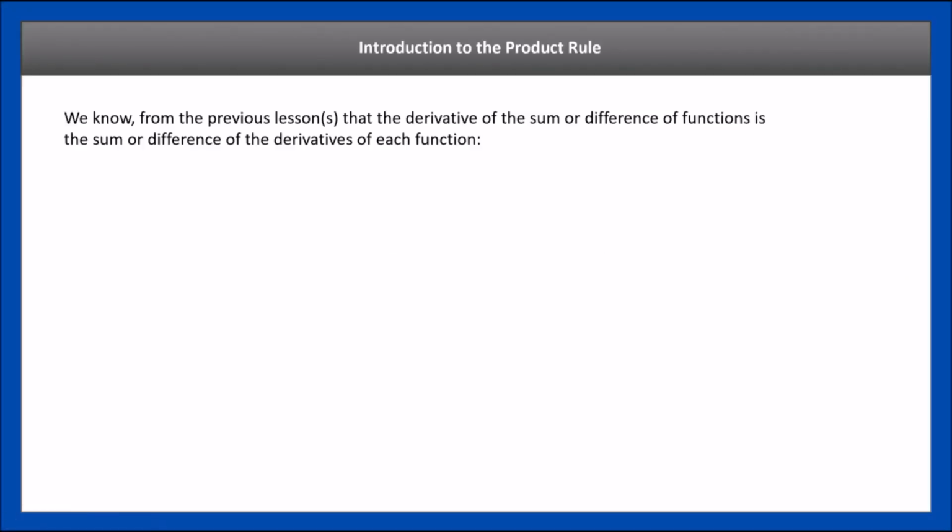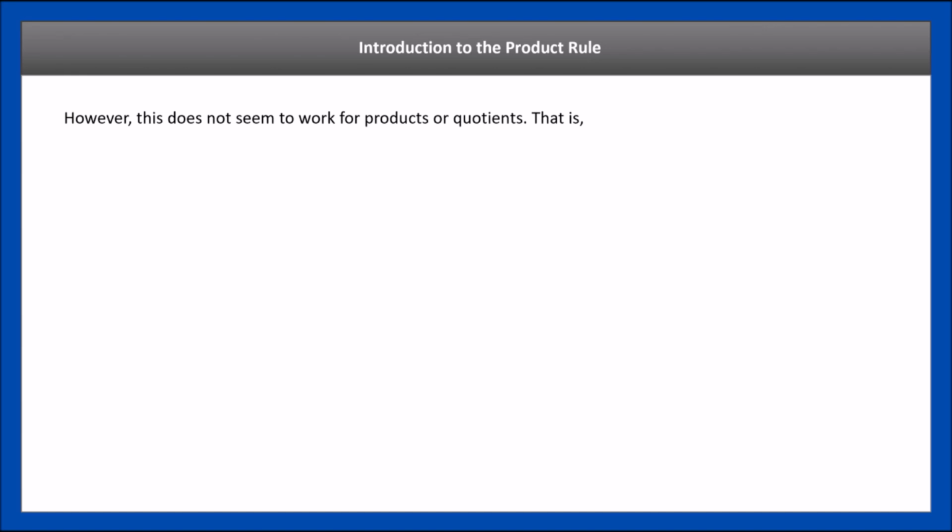Remember that in the previous lesson, we mentioned that you can take the derivative of a sum or difference of functions by differentiating the functions separately and then adding or subtracting them, right? So for example, here I have a sum of two functions, f of x and g of x. I can take the derivative with respect to x, and that just involves taking the derivative separately and then adding them, right? So you could do this with sums or differences.